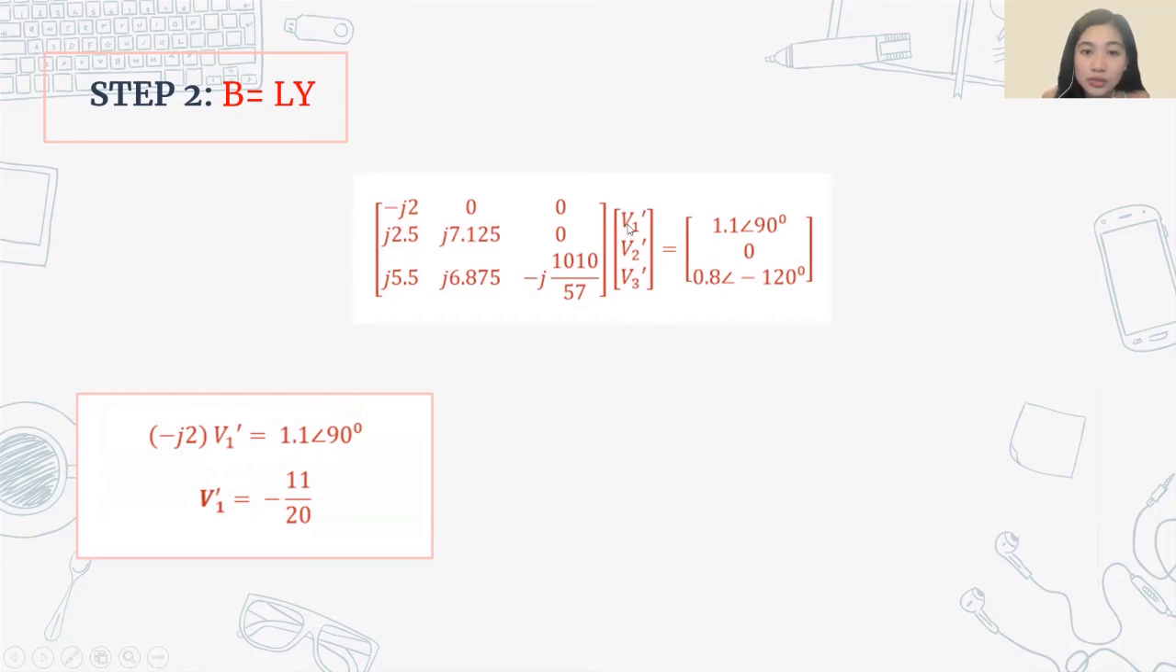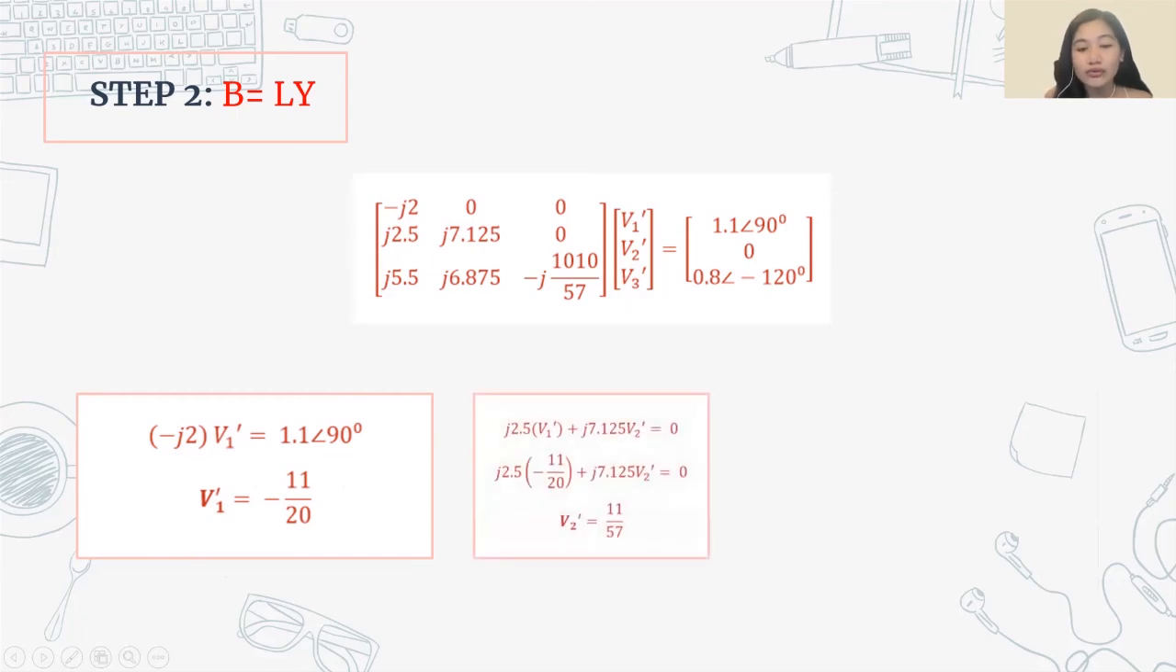And reflecting to our rows, that is equivalent to the other matrix, V1 natin is 1.1 at an angle of 90 degrees. So by means of solving for this equation, we have to divide 1.1 at an angle of 90 degrees by negative J2. So our V1 prime will be equivalent to negative 11 all over 20. Next stop, solving for our V2 prime.